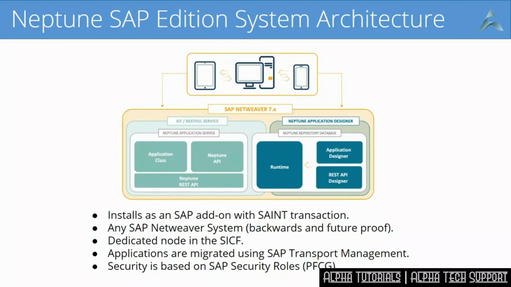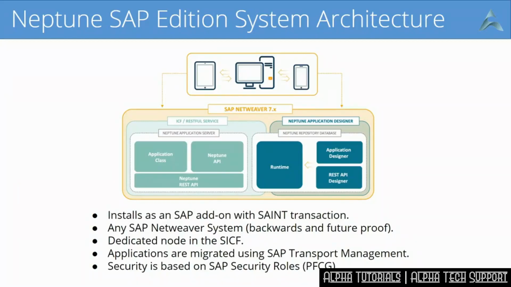What's kind of the nuts and bolts behind the architecture? Well, how the back-end core ABAP communicates to the client browser, as I mentioned in the other video, is with the ICF framework. So the Internet Communication Framework that is native to SAP. And Neptune has a dedicated node on the SICF. So if you go to that transaction SICF and you've installed Neptune, you'll see a dedicated node there for Neptune.